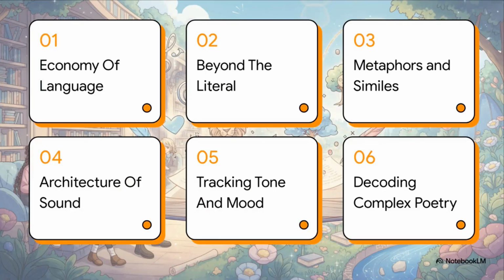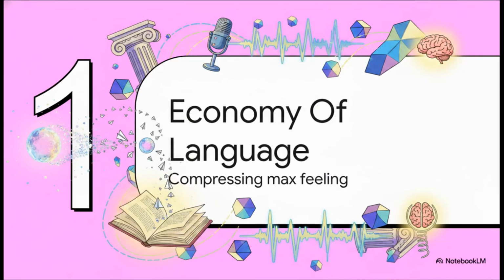So here is our decoder ring for today. We're going to systematically unpack 1. The economy of language. 2. Beyond the literal dictionary. 3. Metaphors, similes, and meaning. 4. The architecture of sound. 5. Tracking tone and mood. And 6. Decoding complex poetry. Let's start right at the top.